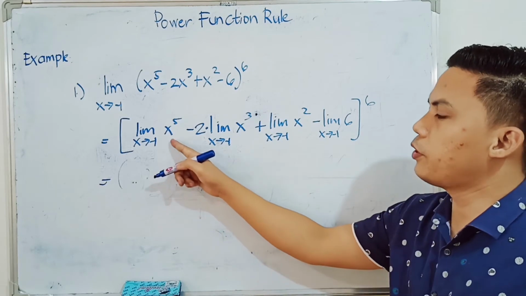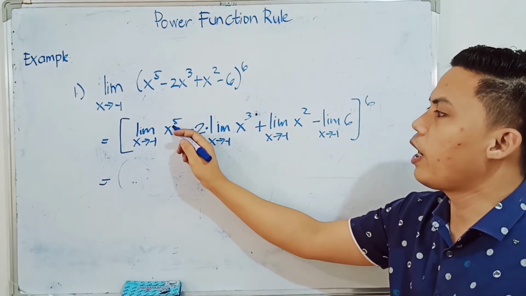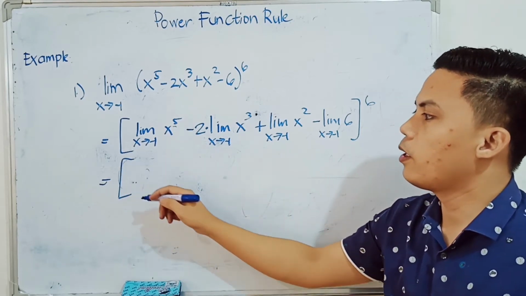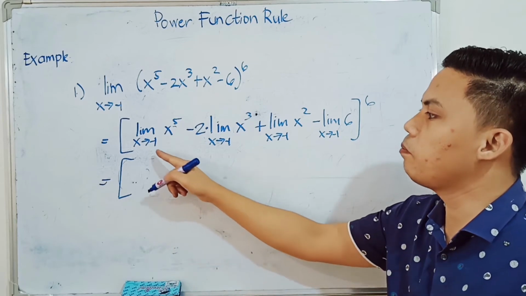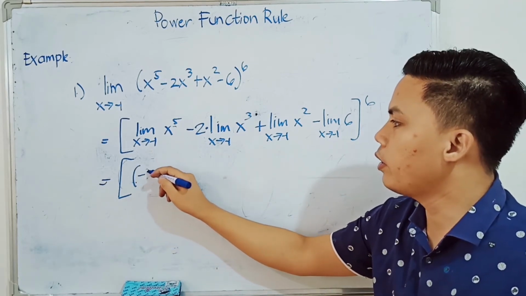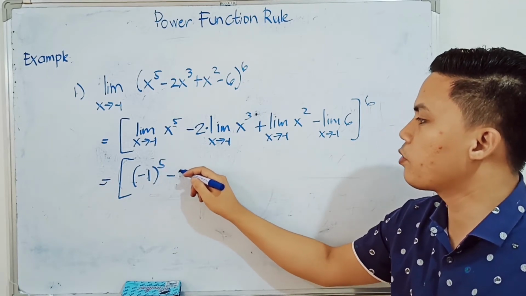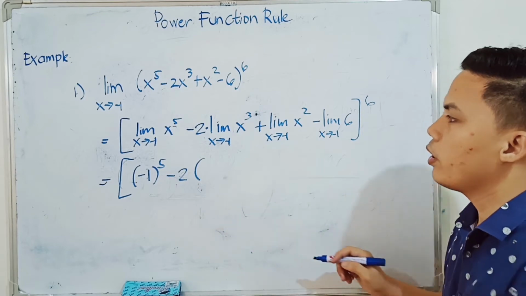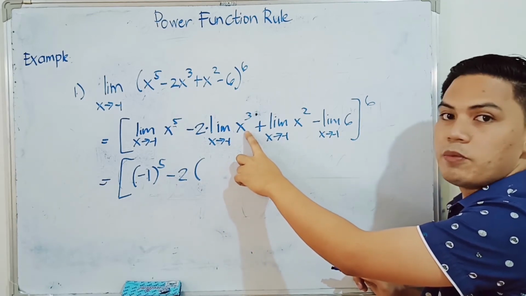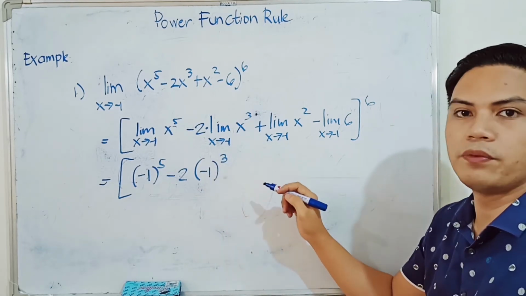So, dito sa first term natin, sa first limit natin, mapapansin natin we have an exponent. So, using yung power rule natin, we simply substitute yung -1 sa value ng x. So, it will become -1 raised to the power of 5. Next, we have -2 times, ito naman, power rule pa rin yung gagamitin natin. So, yung -1, isa-substitute natin sa x. So, we have -1 raised to the power of 3.